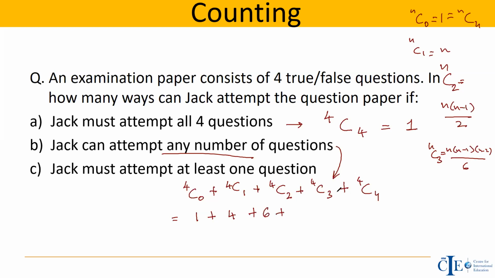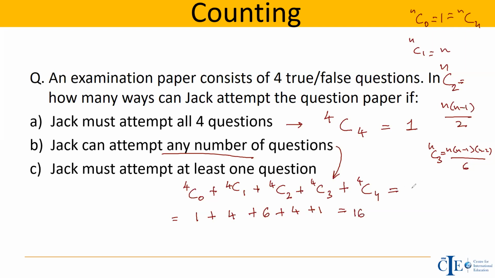4C3 is the same as 4C1, right? Because 1 left and 3 attempted is the same as 3 attempted and 1 left. The possibilities remain the same. If you select 1, you reject 3. Which is the same as 4C1 and 4C3. So 4C3 will also be 4. That's the reason why you see the NCRs are symmetric, and 4C4 is the same as 4C0, which is 1. If you add 1, 4, 6, 4, 1, it adds to exactly 16.